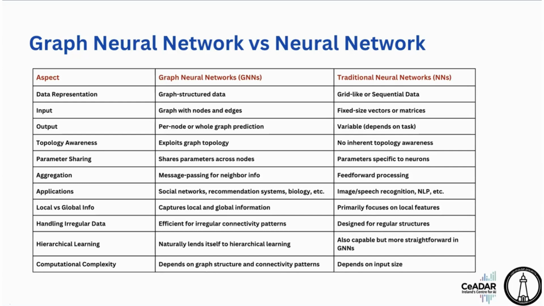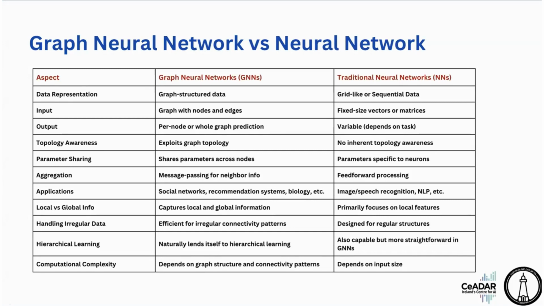The aggregation function in a graph neural network is a message passing scheme. But in a traditional network, it's forward processing. And there are different applications which we can do using graph neural networks. So we can do social networks, recommendation systems, biological networks. Unlike our traditional applications like image processing, speech recognition, NLP, or object detection.